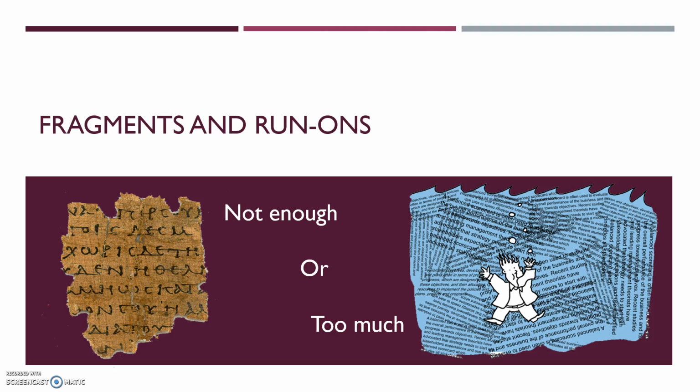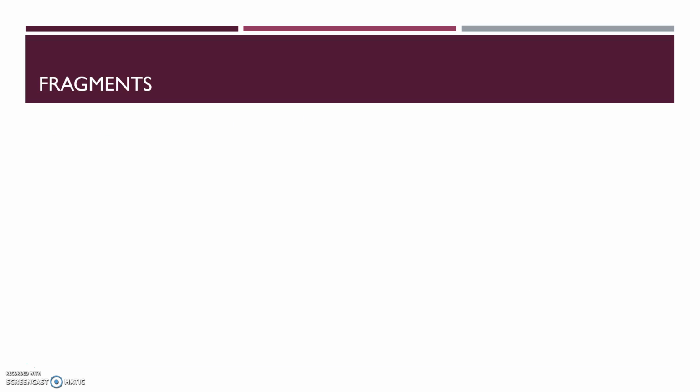Hey everybody, I'm going to talk to you for just a minute about fragments and run-ons. These are two of the big issues that really affect almost every college writer that you really want to start getting under control. A fragment or a run-on are both ways that your sentence can lose its effectiveness and no longer have any real meaning. So a fragment and a run-on deals with having not enough information or possibly too much in one sentence.